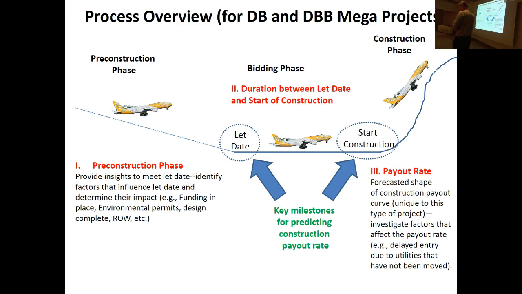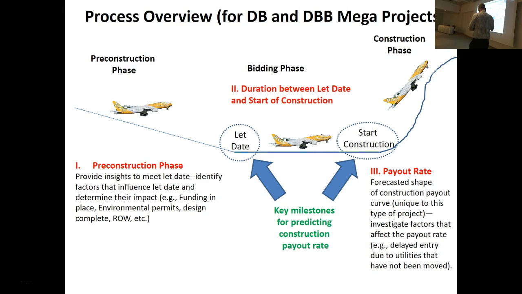And what we found in our research was that this is a key milestone right here. If the project hits that let date, then there's a better chance that the DOT is going to be able to predict the construction expenditures on the project. If the project doesn't hit the let date, then all bets are off. The whole curve basically is going to shift, by 1 month, 2 months, 3 months, 4 months, or whatever, maybe a year or more. So that's a key let date.